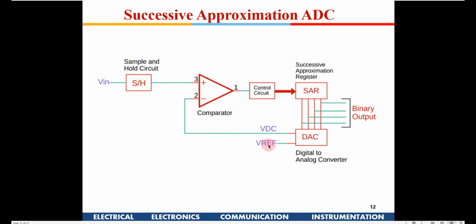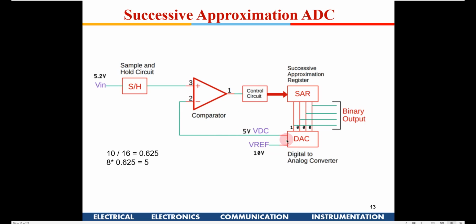Initially, this successive approximation ADC feeds in data of 1000. This is a 4-bit successive approximation ADC. You could have 5-bit, 6-bit, 7-bit, whatever. We will try to understand how a 4-bit SA ADC works. Initially I am going to feed 1000. Since V reference is 10, the output will be 5 volts.